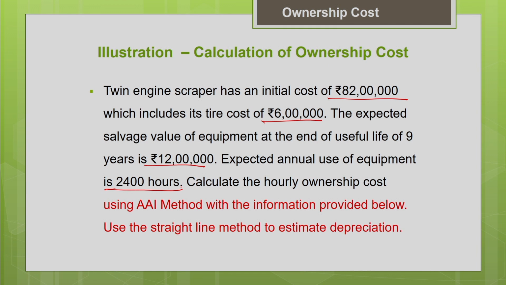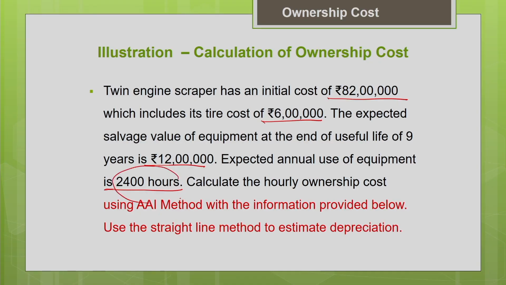It depends upon how many hours your equipment is going to be operated every day and how many days you are going to work in a year. Depending upon that, you can find the annual use of the equipment in hours. Calculate the hourly ownership cost. We always prefer to estimate the equipment cost on an hourly basis. We are going to calculate it using the AAI method, the average annual investment method, and we are going to follow the straight line method to estimate the depreciation to make it easier.